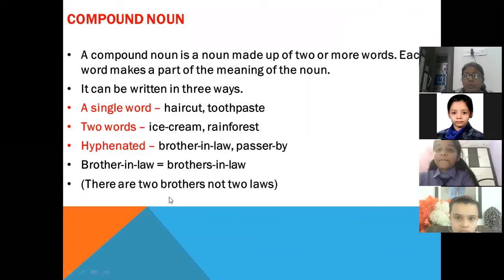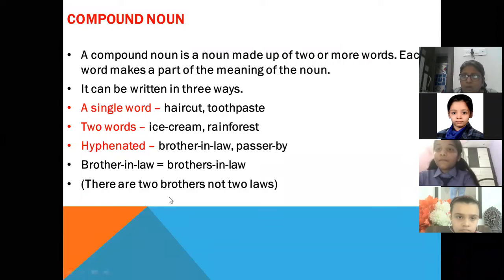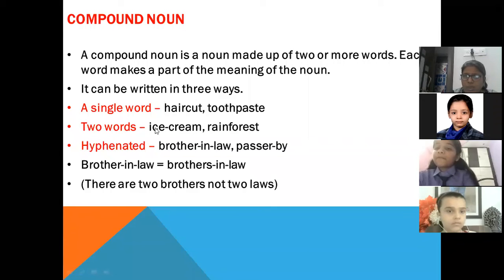Now, moving to our next topic, that is compound noun. So what is a compound noun? A compound noun is a noun which is made up of two or more words and each word makes a part of the meaning of the noun. Each word is giving a meaning. Now it can be written in three ways. The first one is when we want to write it as a single word, haircut, toothpaste. If we want to write it in two words, it can be ice cream, rain forest.